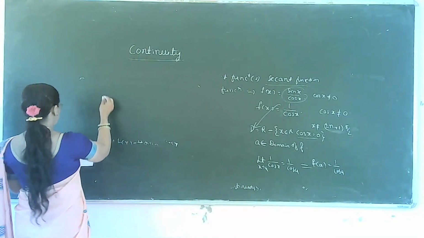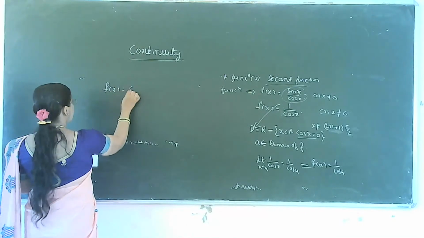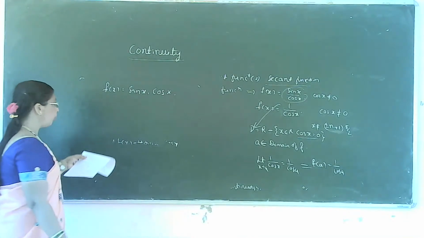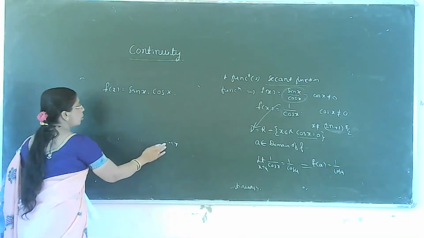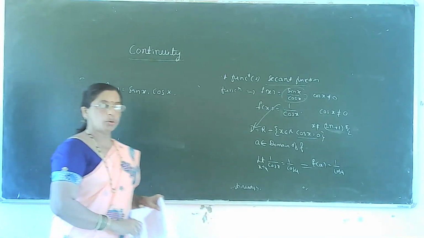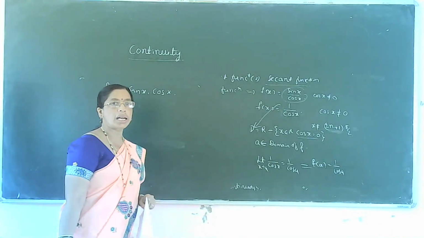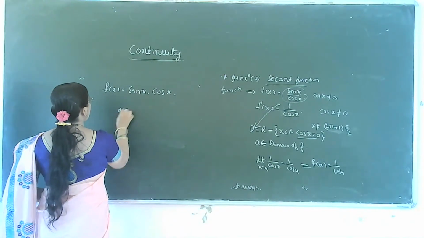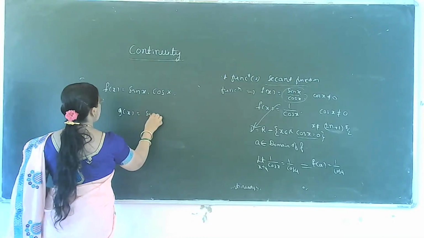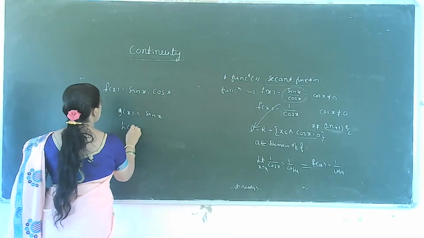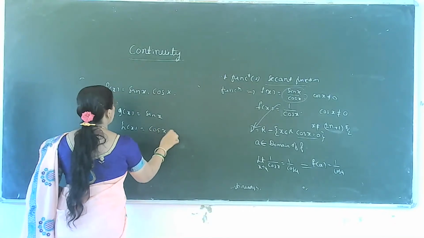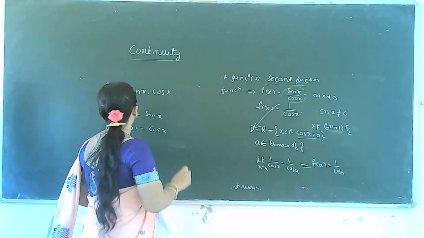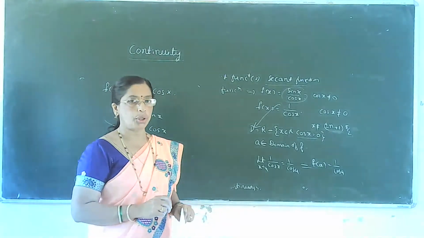Another problem: f of x is equal to sin x into cos x. Here also it is a product of two functions, and they are also continuous. You can solve this problem by using the algebra of functions also. g of x is equal to sin x, h of x is equal to cos x. Here g of x and h of x are trigonometric functions. They are continuous.